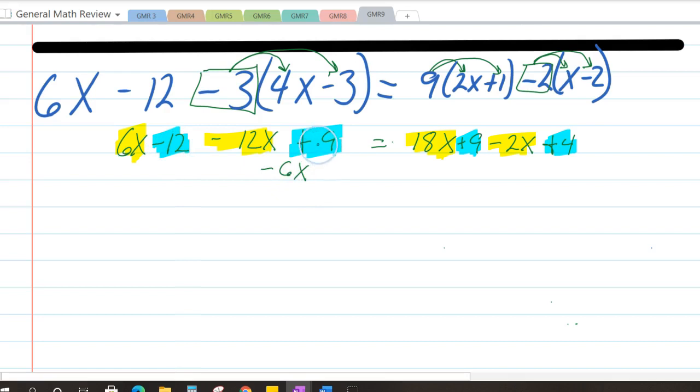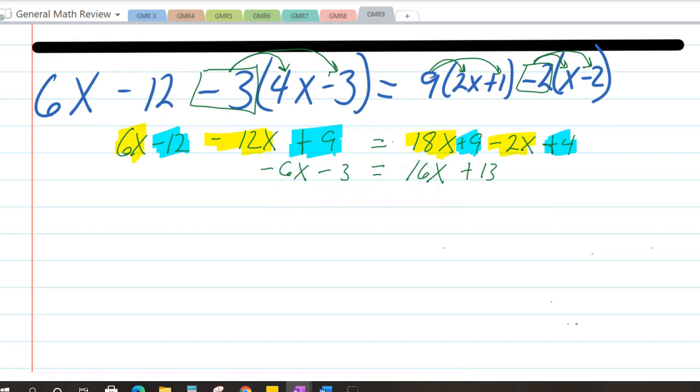-12 and a positive 9 gives you a -3. The equal sign is coming straight down. 18x take away 2x is 16x. 9 plus 4 is a positive 13. Again, we want our variables to always be positive if possible. In order to keep this one positive, I'm going to move the -6 over to the right.